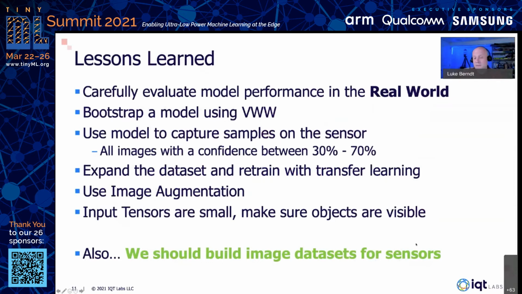I still think the visual wake word data set's really important. It's a great way to bootstrap a model and to get something started. It's then really easy to use that initial model to capture samples with the actual sensor you're using, and then augment your data set with the images it's just not sure what they are. Finally, using image augmentation is really important.